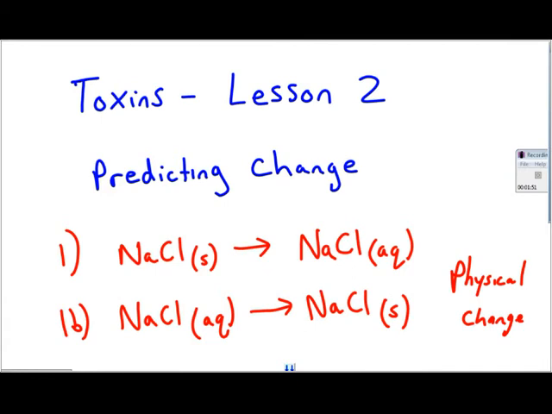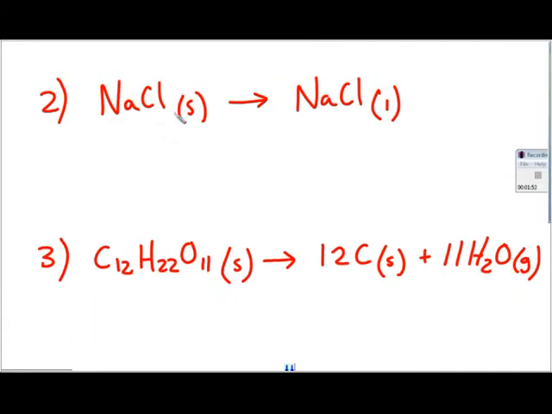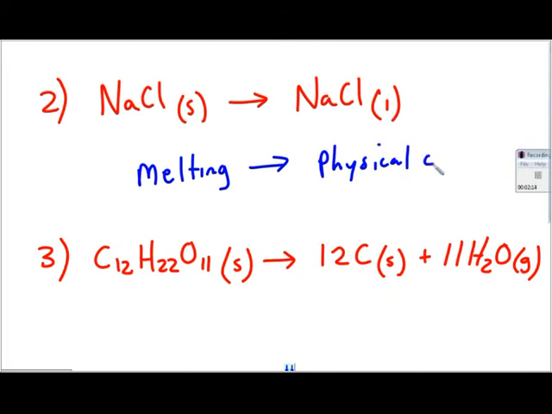All right, let's take a look at a couple more. Equation 2 here. What about if we have table salt in a solid form and it turns into table salt in the liquid form? What happened here? It's not dissolving anymore. There's no water. We simply have it melting. And so melting is a phase change, and phase change is an example of a physical change as well. Because we have the same chemical, NaCl, it just changes form. It changes from a solid to a liquid.